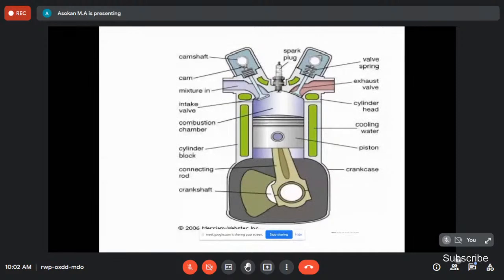At the bottom of the engine, there is a crankcase. The crankcase is coupled with the cylinder block, and it usually stores the lubricating oil. Okay, I will explain this in detail.